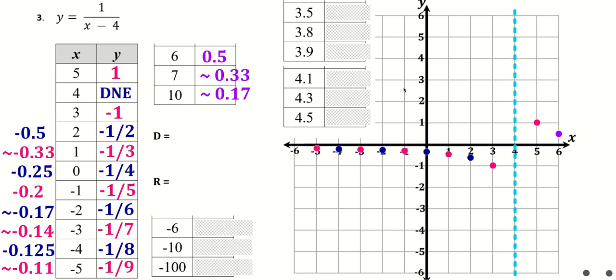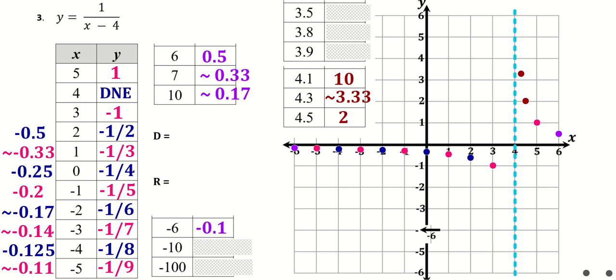But what's going on in here? What about 4.5? If I plugged in 4.5, I would end up with 2. If I plugged in 4.3, I would end up with negative 3 1/3. If I plugged in 4.1, it would be all the way up at 10. So imagine what this graph is doing.